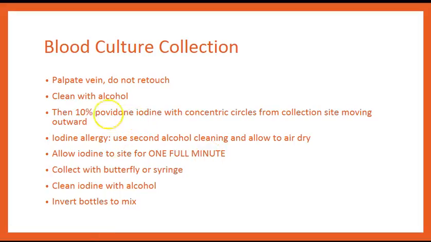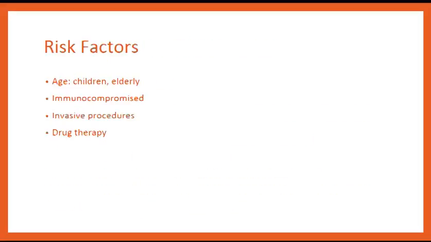If the patient is allergic to iodine, and there's some people that are, and it can be a severe allergy, so you always need to ask. If you can't use iodine, you use a second alcohol cleaning and you allow it to air dry. You don't wipe it clean. So then it's collected with a butterfly or syringe. You clean the iodine off with alcohol, because if you don't clean it off their arm, it just leaves a mess. And you invert the bottles to mix.